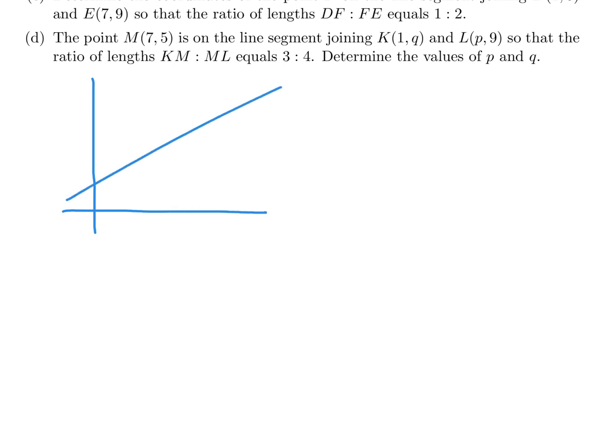So again, we've got a line. We've got this K, which is (1, Q). And then we have this L somewhere, and that's (P, 9). And then we have M, somewhere here, I think, probably. That's pretty decent to place. And then we draw our triangles. So as before, this is going to be 3x, and this is going to be 4x, and then this will be 3y and 4y, I believe.